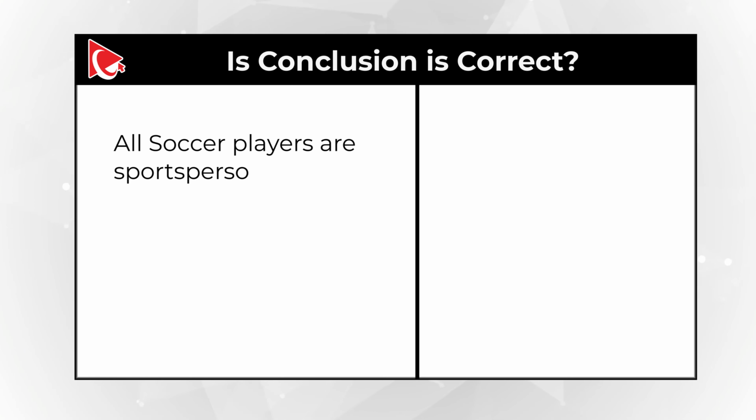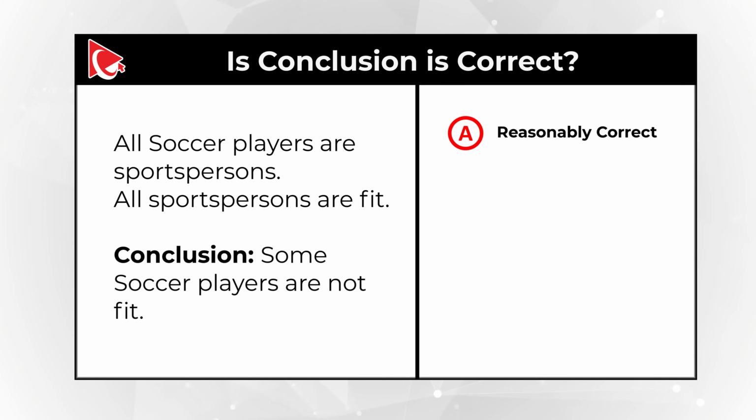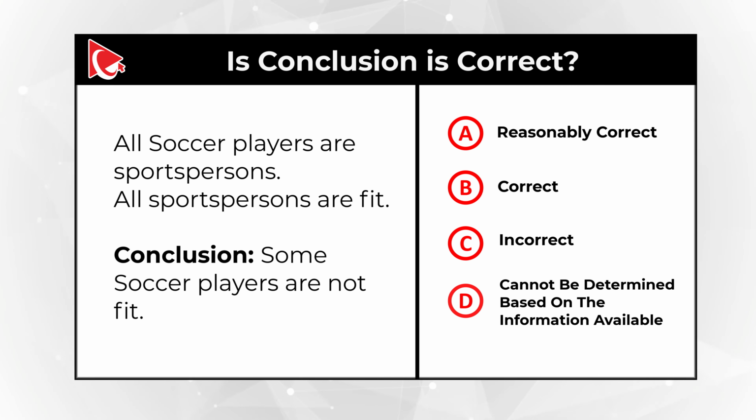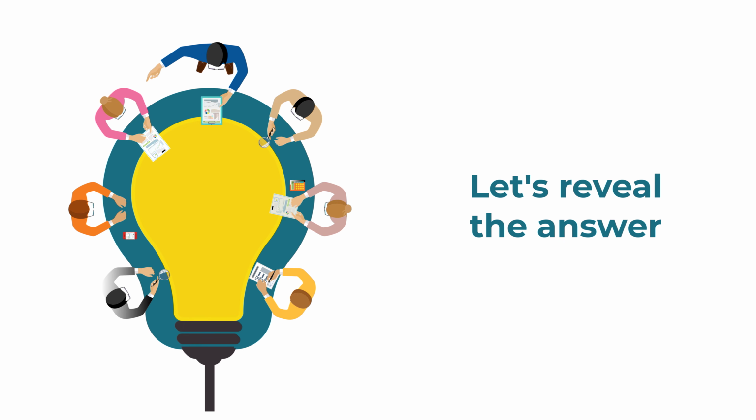You have 4 different choices to determine if conclusion is accurate. Choice A: it's reasonably correct. Choice B: it is correct. Choice C: it's incorrect. And choice D: cannot be determined based on the information available. Do you think you know the answer? Give yourself a little bit of time. Maybe pause this video and take another look at the statements and at the question itself. Ready or not, I am going to move forward and reveal the solution.